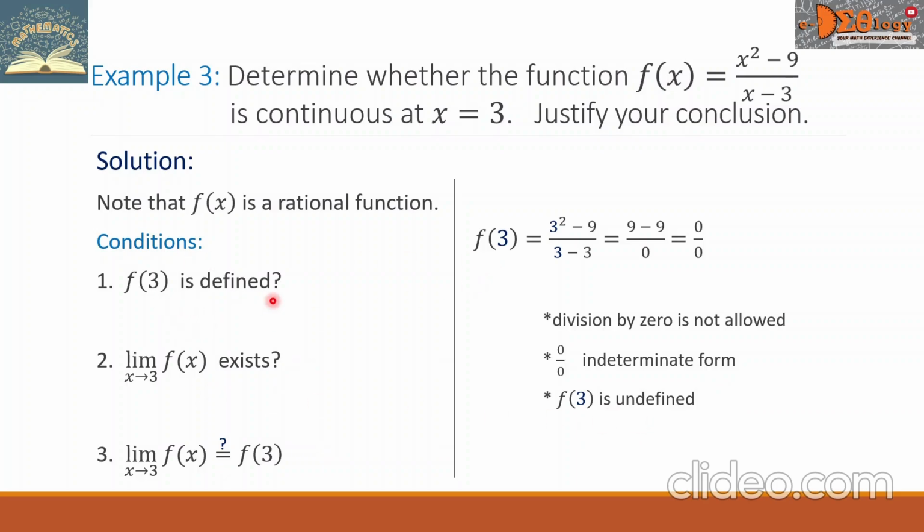So, for condition 1, f of 3 is not defined. Therefore, we will stop here. We will not proceed to steps 2 and 3 anymore. Directly, we can conclude that f of x is not continuous at x equals 3.